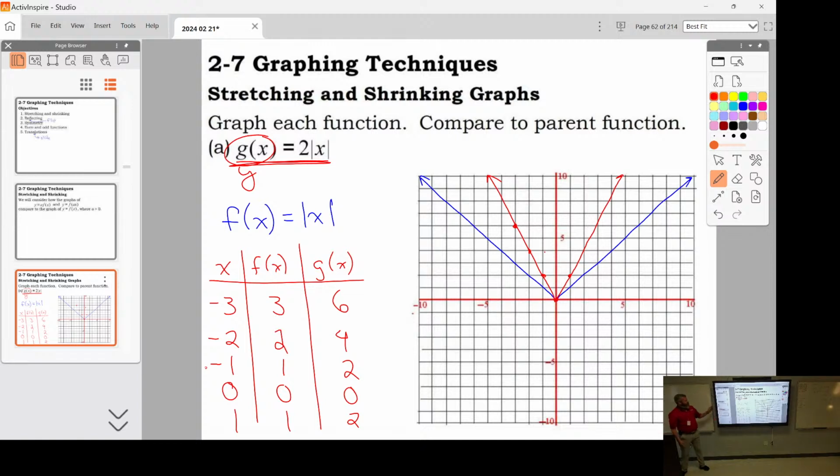Okay? Again, I changed the value of the function. By changing the value of the function, I'm changing the y. So whatever happens, I'm talking about vertical. I have stretched it vertically. Questions or comments or anything on this guy?